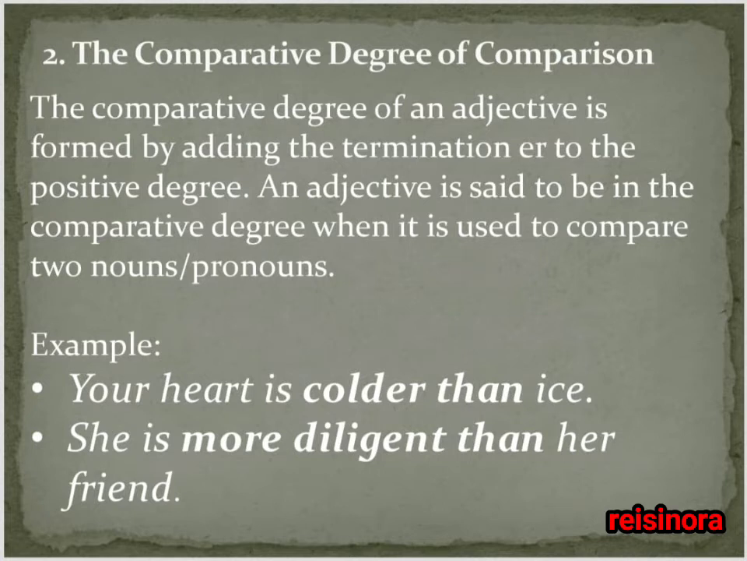Tapi kedua kalimat ini harus menggunakan than kalau di comparative degree. Makanya di kalimat pertama itu ada your heart is colder than. Kalimat kedua juga ada than-nya. She's more diligent than. Jadi than itu harus ada di kalimatnya setelah kata sifatnya atau adjektifnya.